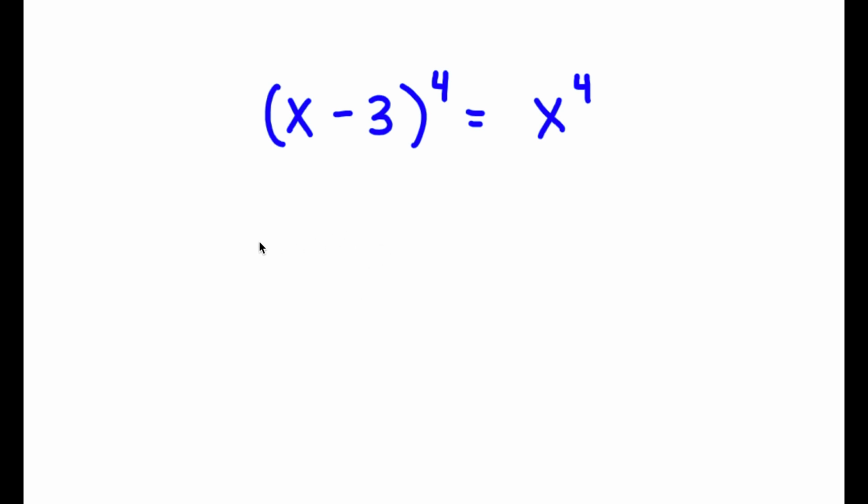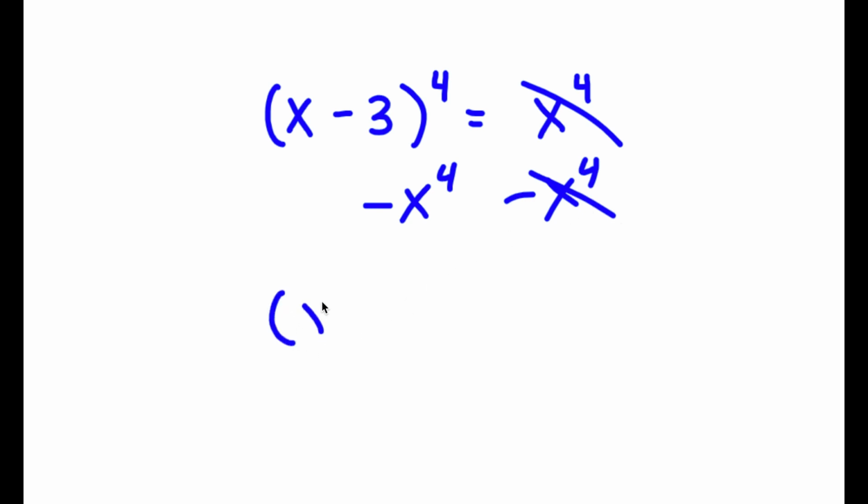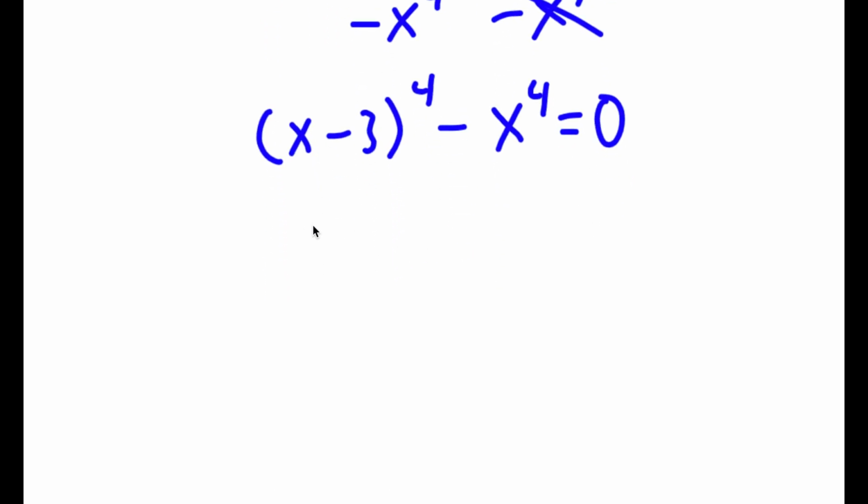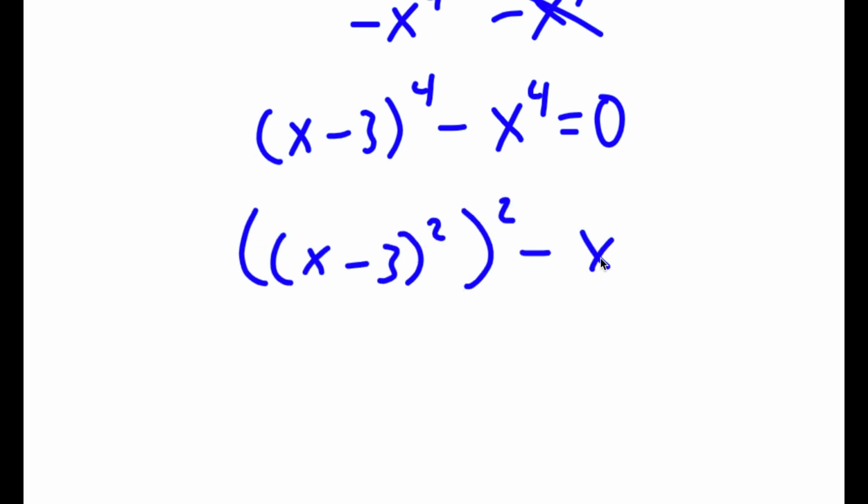Alright, so in this problem, I have (x - 3)⁴ = x⁴. So the first thing I'm going to do is subtract x⁴ on both sides. So then these two cancel out, and now I have (x - 3)⁴ - x⁴ = 0. Now, I'm going to rewrite this as ((x - 3)²)² - (x²)² = 0.